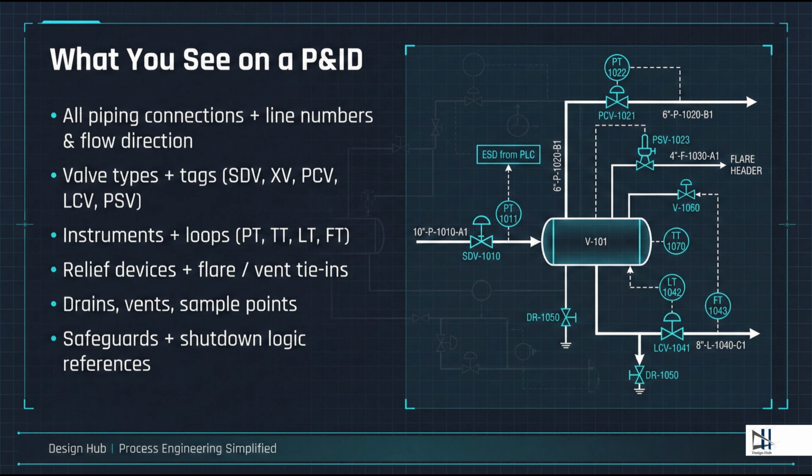On a P&ID, you see everything needed to build and operate the plant. All piping, all line numbers, valve types and tags, control loops and instruments, PSV connections, flare tie-ins, drains, vents, sample points, and shutdown valves. This is the real operating blueprint.